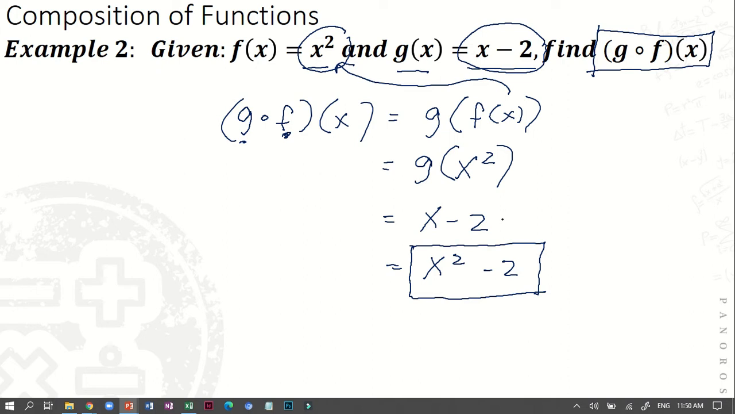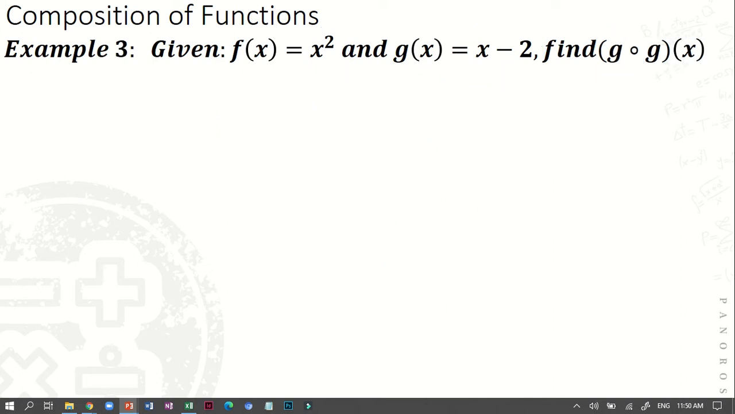Okay, proceed. Example 2. So, proceed tayo with the next one. Okay, third example, we have g composite, same given pa rin. So, g composite g of x. So, ito naman yung hinahanap natin. Pareho pa rin yung mga functions na given. So, f of x equals x squared, g of x equals x minus 2. Yun nga lang, iba yung unknown in our problem. So, the problem needs to have the solution for g composite g of x.